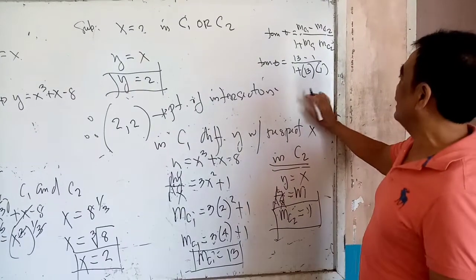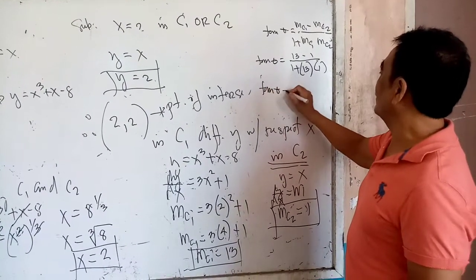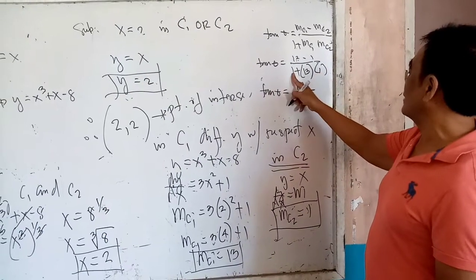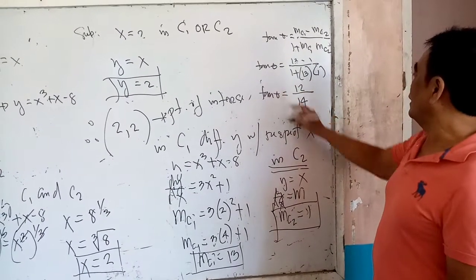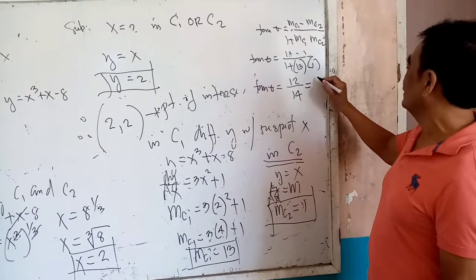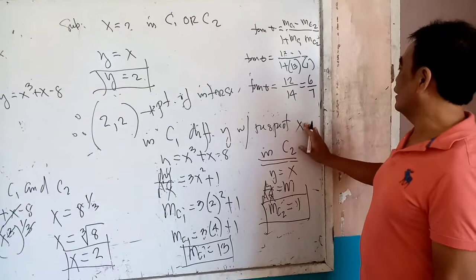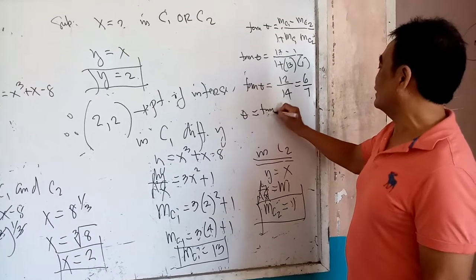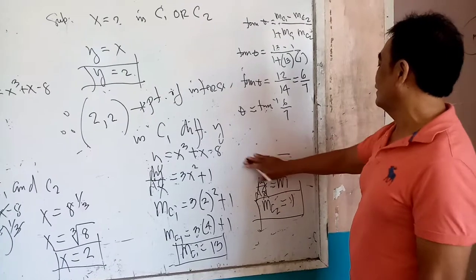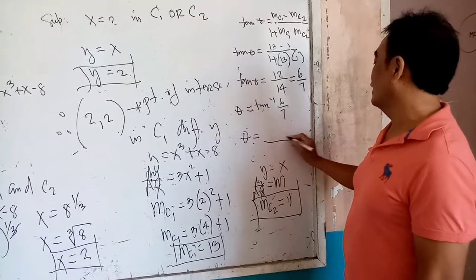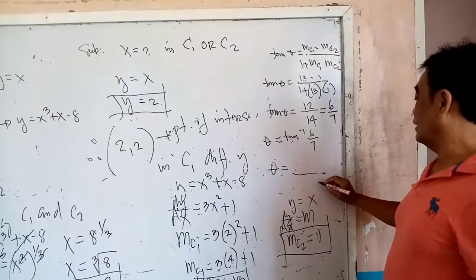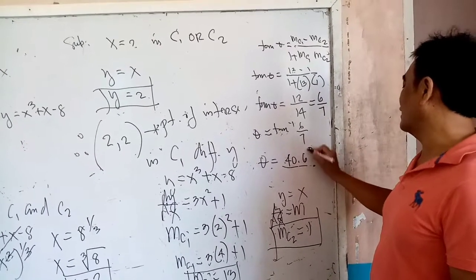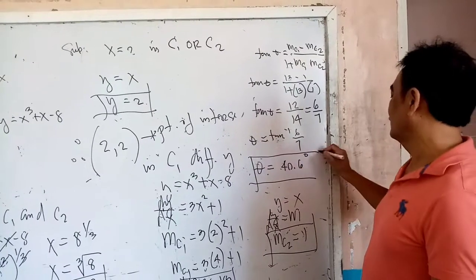So when we simplify, tangent of angle theta will be 13 minus 1, that would give us 12, divided by 13 plus 1, which will give us 14. If you reduce this to lowest terms, dividing by 2, that is 6 over 7. So when we solve for your angle theta, the angle of intersection will be equal to the arctangent of 6 over 7. So theta is equal to 40.6 degrees.